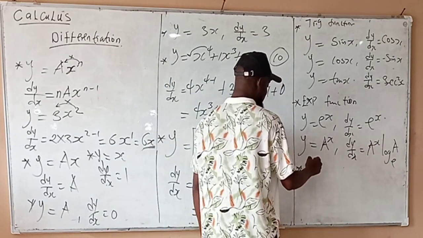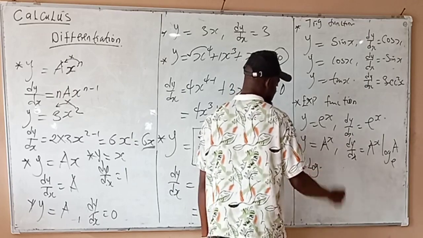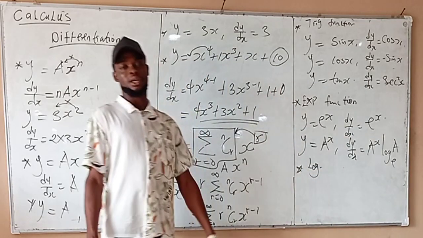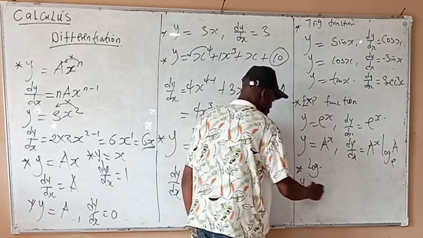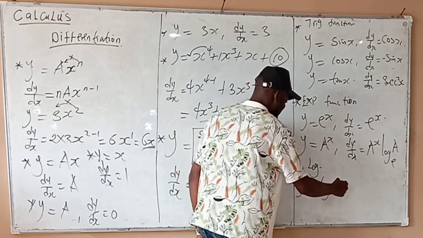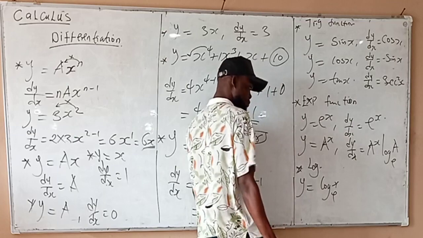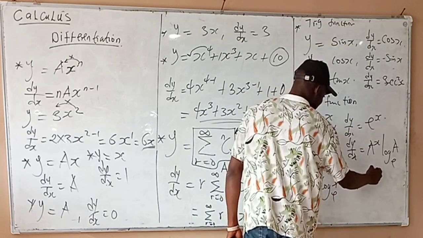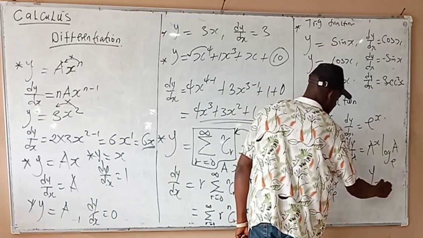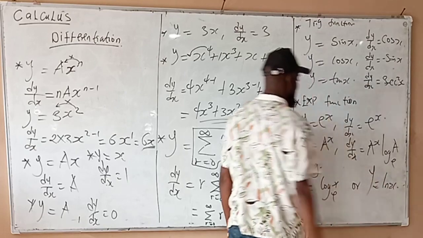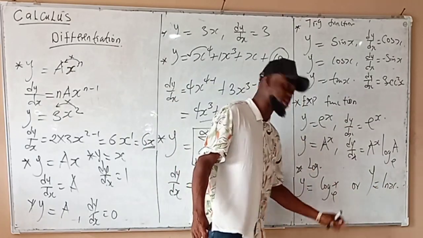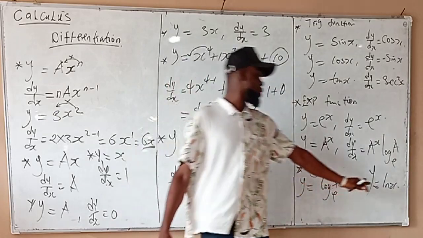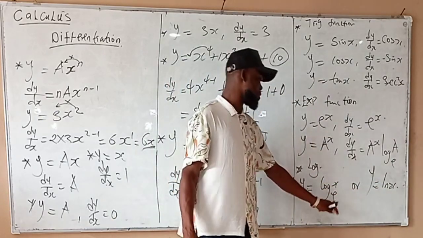And look at log functions. The question is how to differentiate log functions. For the reason, if y is equal to, let's say, log x to the base e, or let's say y is equal to ln x, this and this are the same. ln x, let it be log x to the base e. So you write it this way.